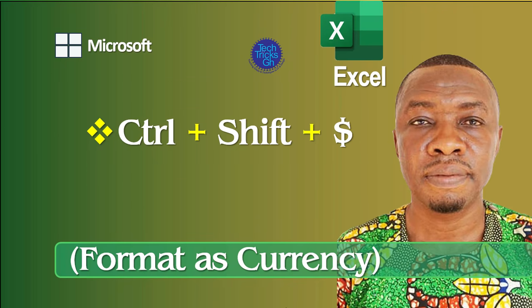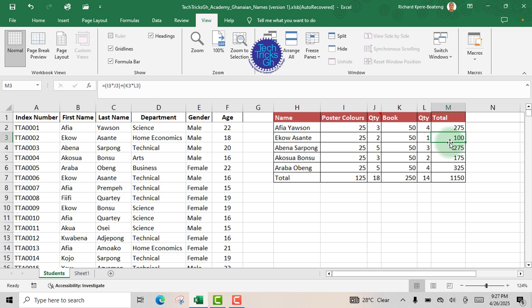Ctrl-Shift-$. Format as currency. It quickly applies the currency format to the selected cells. Highlight your numbers, then press Ctrl-Shift-$. It adds the currency symbol and sets 2 decimal places. This is useful for budgets and financial reports.